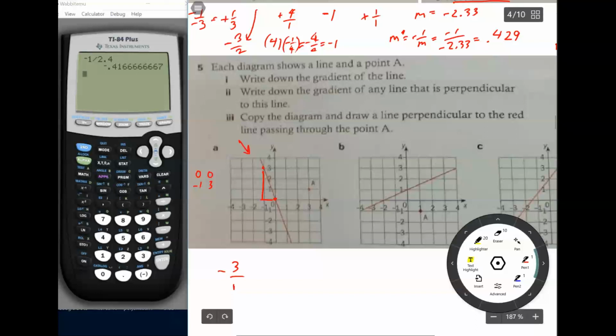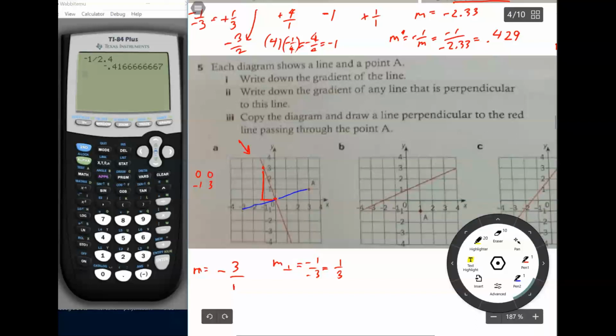So my slope of this line here is -3, and my perpendicular slope to this would be -1 over -3, which is equal to 1/3. So the slope of the perpendicular would be 1/3, or the gradient of the perpendicular. And then I'm going to draw a line which goes through point A, which is perpendicular to the slope. So it would look about like that.